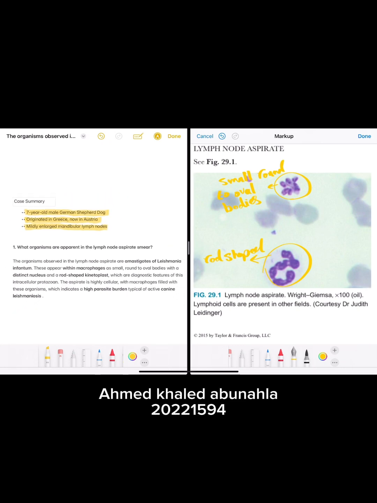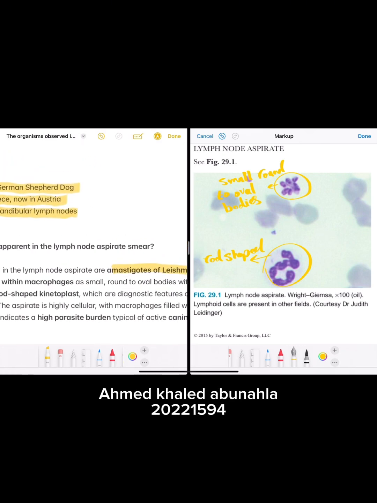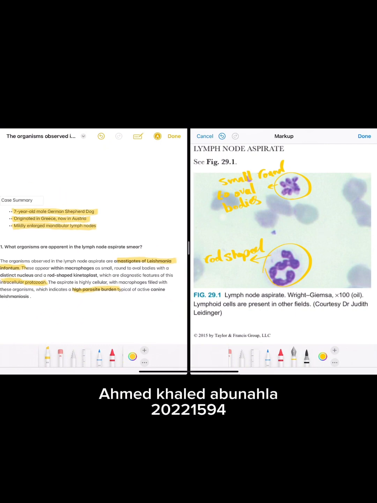So mostly these bodies are amastigotes of Leishmania infantum, and they are diagnostic features of an intracellular protozoon. The aspirate is highly cellular with macrophages filled with these organisms, which indicates a high parasite burden, and this is typical of active canine leishmaniosis.